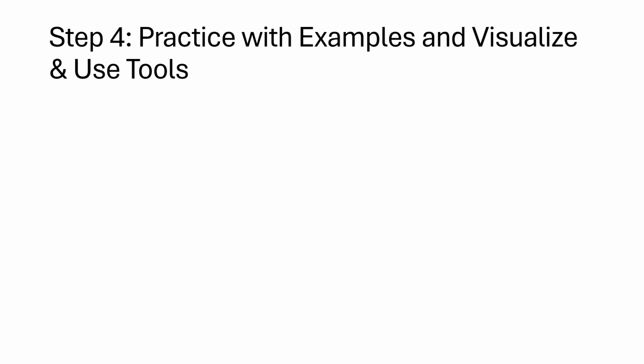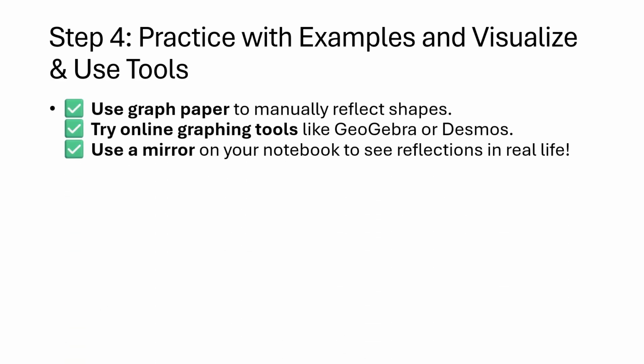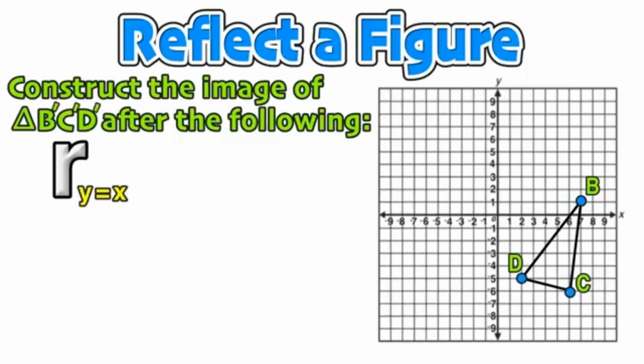Step 4. Practice with examples and visualize and use tools. Use graph paper to manually reflect shapes. Try an online graphing tool like GeoGebra or Desmos, or use a mirror on your notebook to see the reflection in real life. We will be reflecting triangle BCD across the line y equals x.